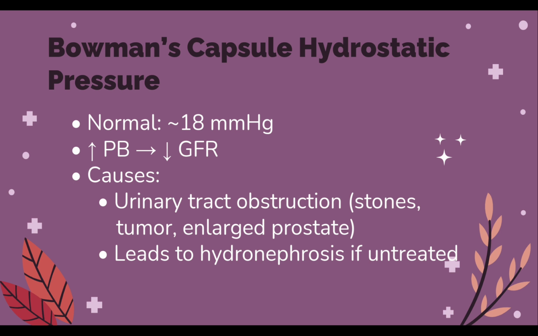Now we are going to talk about the Bowman's capsule hydrostatic pressure. The normal value is about 18 mmHg. When the Bowman's capsule hydrostatic pressure increases, it's inversely proportional, so when the value increases, glomerular filtration rate decreases. What are the causes which can increase the Bowman's capsule hydrostatic pressure and lead to reduced GFR? They are urinary tract obstruction, which can be caused by stones, tumors, or an enlarged prostate. If we do not intervene, it can lead to hydronephrosis.